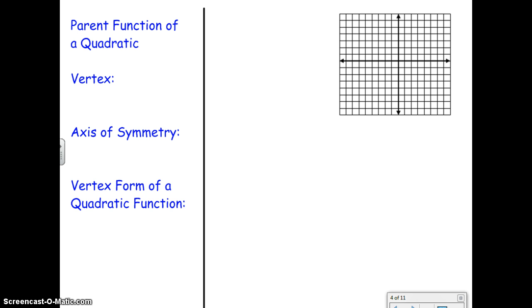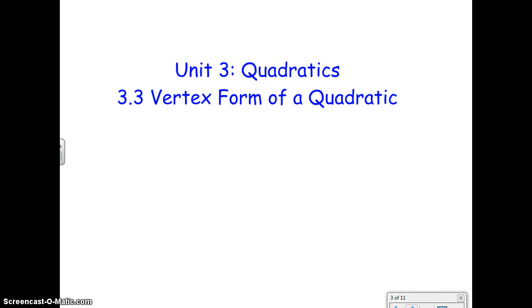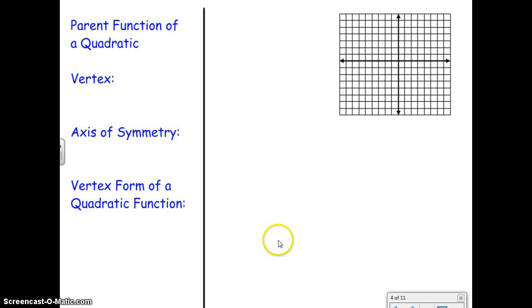If you haven't already labeled, double check that you have 3.3. We're talking about the vertex form of a quadratic. And we always like to start with what the parent function is. A quadratic function is a function where the x is being squared. So we're talking about y equals x squared. And think about this for a moment. I'm going to add a little xy table right underneath my graph.